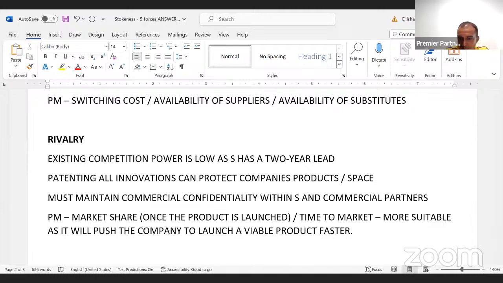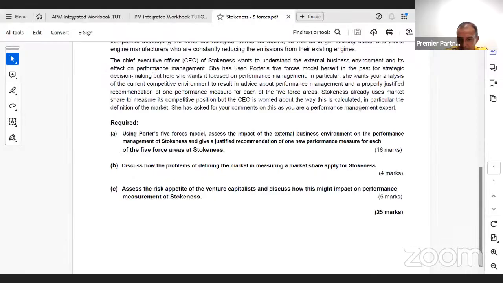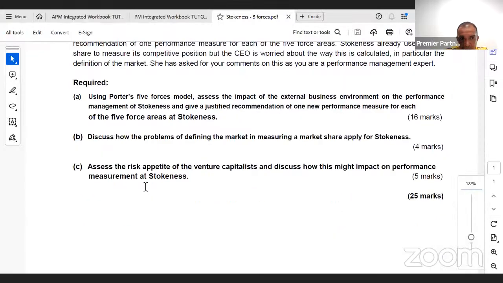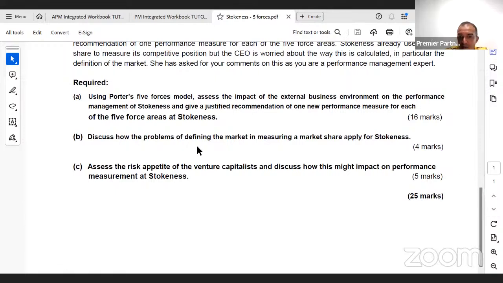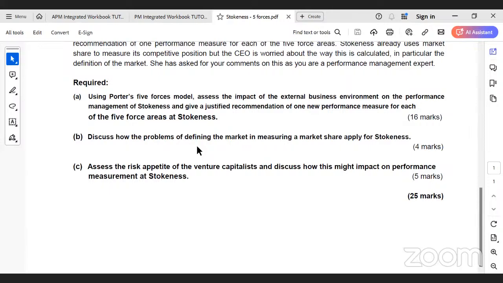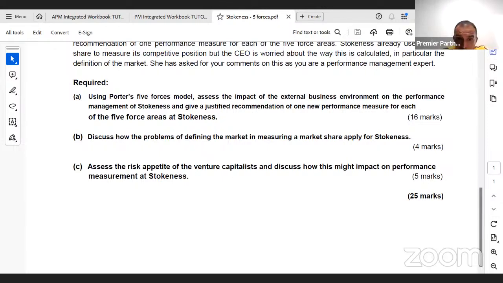Right, now this is my favorite part, the B part. Discuss how the problems of defining the market, so measuring a market share, apply for Stokeness. Yeah, Siva. I have a doubt on part A. It says now we have assessed the external environment and given a performance measure. But where does it say the impact on performance management? Yeah, so what we are going to say is each of those factors will decide how and what we do inside.